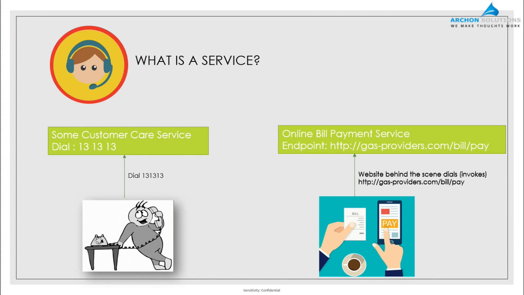A service is like an offering that is provided by some service provider. For example, a customer care service. We as laymen know that for everything we have some customer care service. For example, for our phone network, we know a customer care service exists and we know how to reach them, by dialing a number, say 131313. By calling them, we can place our request and they will service you. That's simple in a layman's world.